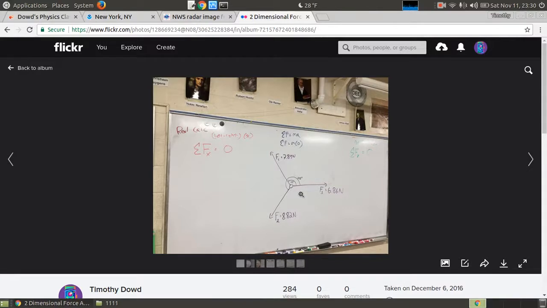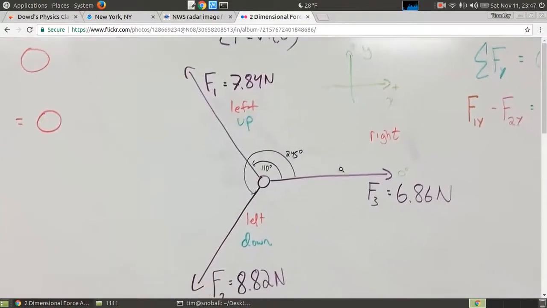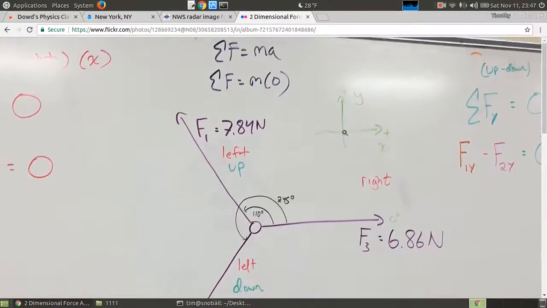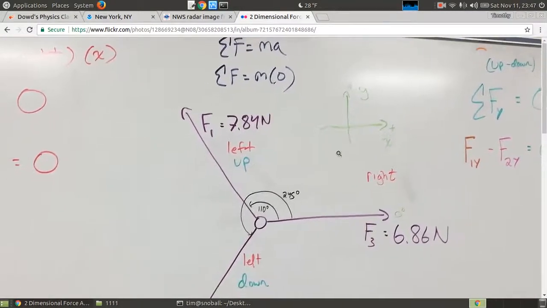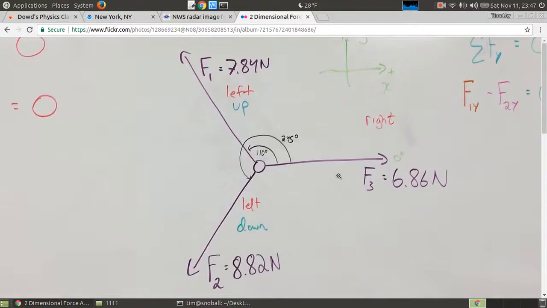So first step is draw your picture. Write sigma F equals ma. The next step is going to be to start listing the forces that act in each dimension. So let's zoom in and see what that looks like. I like to use the words up, down, left, right to describe each force. Notice I've drawn my axes. We're going to call up, down, y, left, right, x. So the three forces, F1 is left and up, F2 is left and down, and F3 is right.